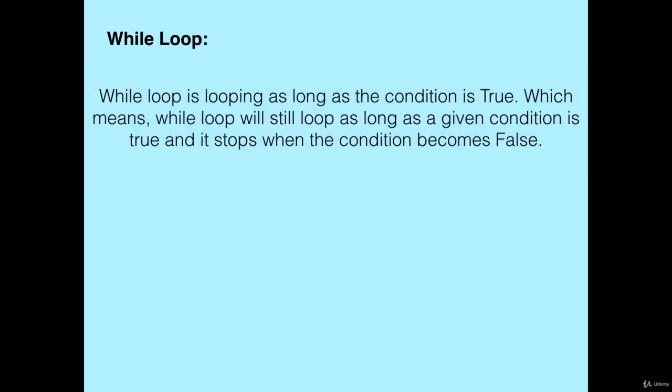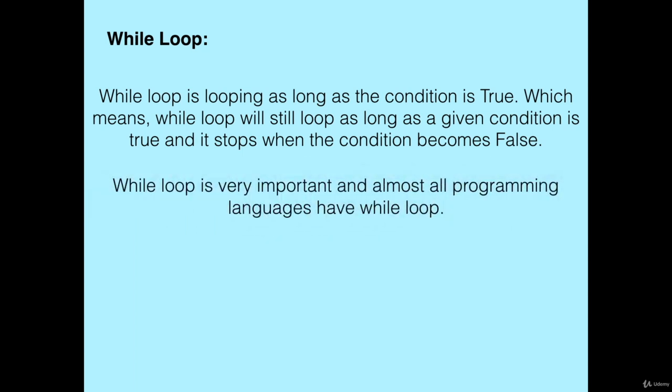While loop is looping as long as the condition is true, which means while loop will still loop as long as the given condition is true and stops when the condition becomes false. While loop is very important, and almost all programming languages have while loop. Python has two primitive loops, for and while. Let's see how.